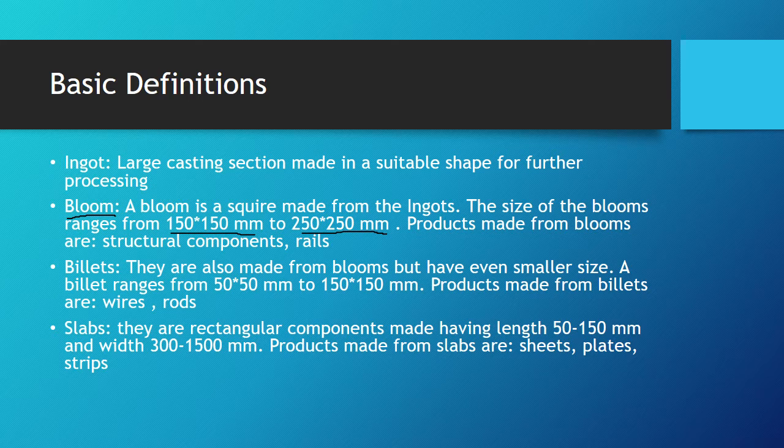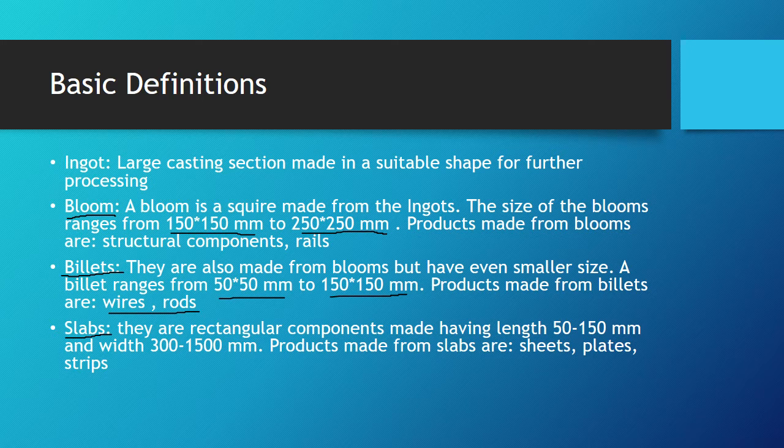Anyhow, next is a billet. What is a billet? Billets are made from blooms, so they have an even smaller size. A billet can range from 50 by 50 millimeters to 150 by 150 millimeters. Billets are smaller than a bloom, and the products made from billets are wires and rods.